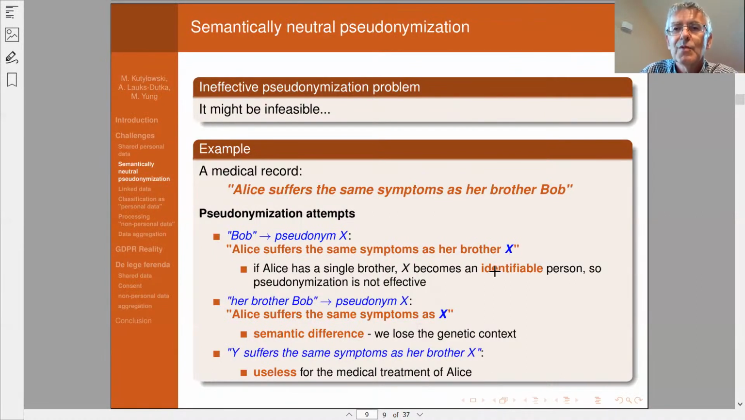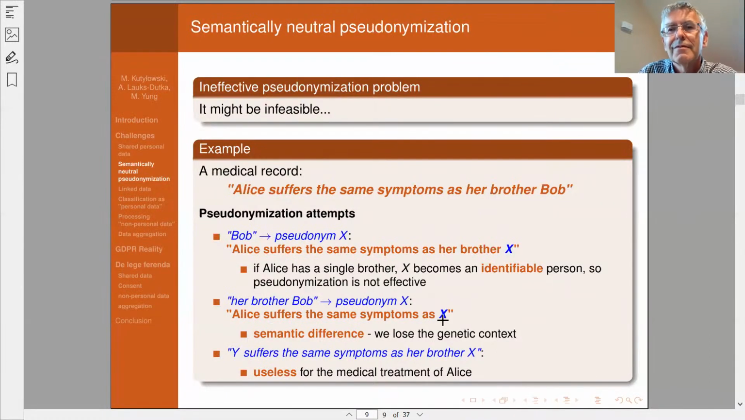We replace Bob by pseudonym X, and we have the sentence, Alice suffers the same symptoms as her brother X. Well, in this case, pseudonymization is a joke, because if she has only one brother, this person is identifiable, and this data is still concerning two data subjects. Okay, so we skip brother, and we say Alice suffers the same symptoms as X.